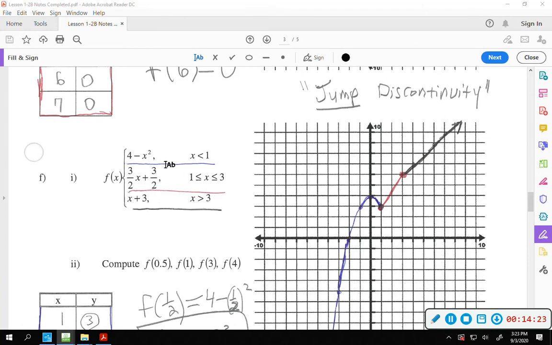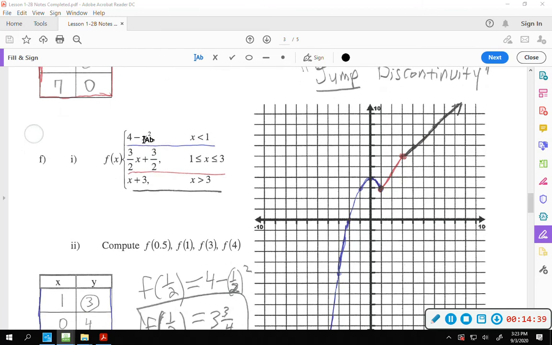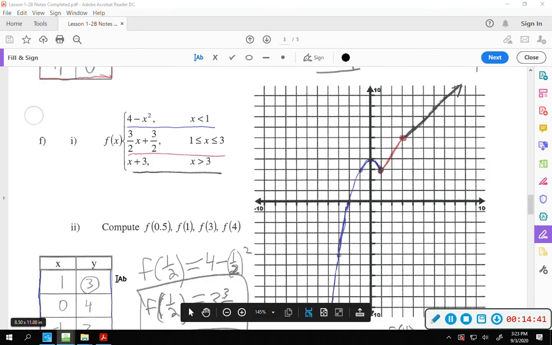So it's 3 differently defined functions. We have to recognize that this is an upside down parabola. This is a parabola that opens downward because of this negative sign. But one of the biggest things is I need to plug 1 into this. And I get 3 out, but I circle it. I started out with an open circle right here.